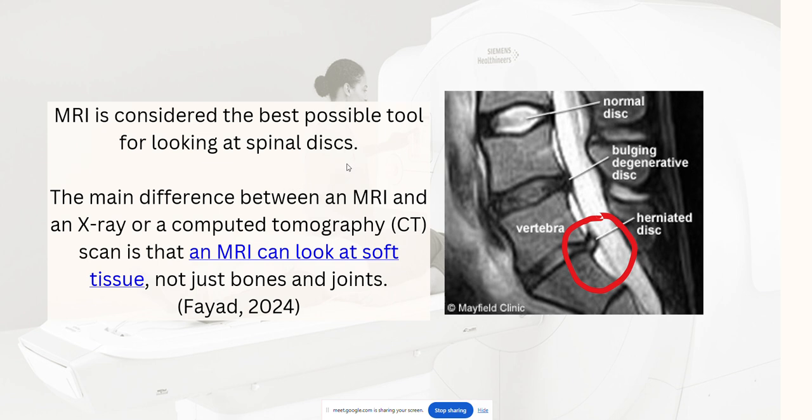MRI is considered the best possible tool for looking at spinal disc. The main difference between MRI and X-ray or CT scan is that an MRI can look at soft tissue, not just bone and joints. So we can see the CSF fluid clearly, vertebral body, the difference between the normal disc with high signal and the disc with pathology, low signal here.